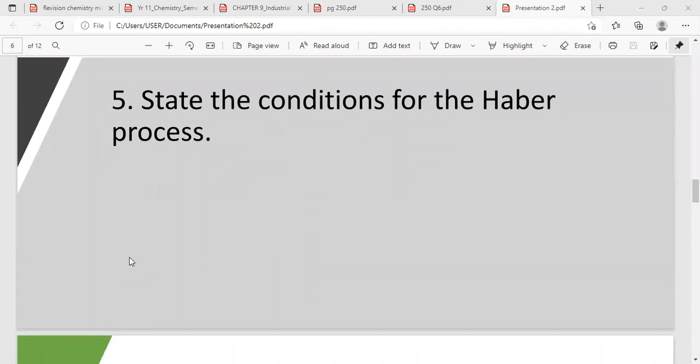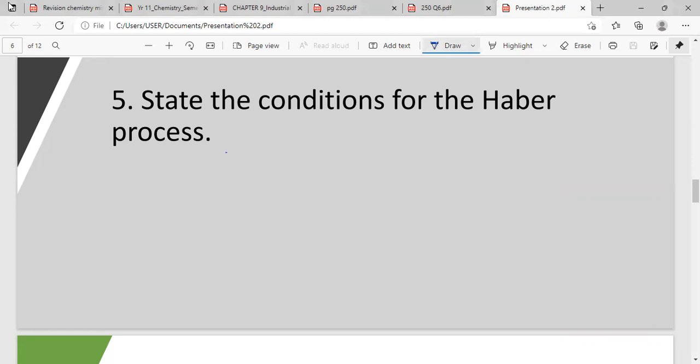Good. Whoever answered that completely, well done. State the conditions for the Haber process. We learned that there are 3 conditions for the Haber process. So state the 3 conditions. Here, you should not give the conditions as just high temperature, high pressure. You will not be given the mark. You need to give specific conditions for the Haber process.